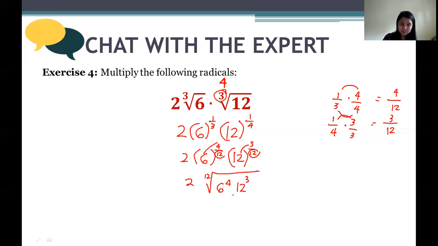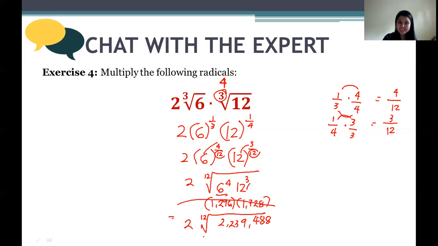If you multiply that, 6 to the power of 4 is 1,296. And 12 to the power of 3 is 1,728. If you multiply both, the answer will be 2,239,488. This is now the answer.